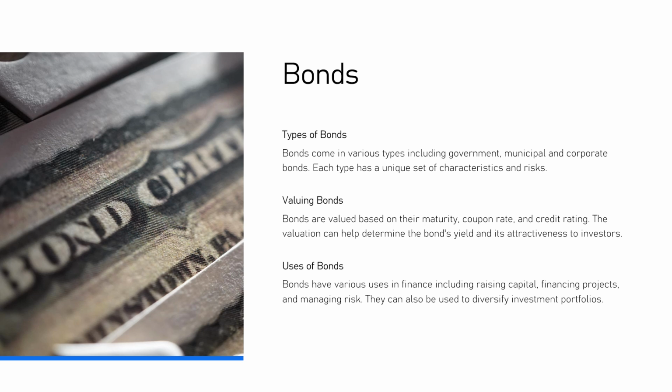Bonds, types of bonds. Bonds come in various types, including government, municipal, and corporate bonds. Each type has a unique set of characteristics and risks. Valuing bonds. Bonds are valued based on their maturity, coupon rates, and credit rating. Valuation can help determine the bond's yield and its attractiveness to investors.